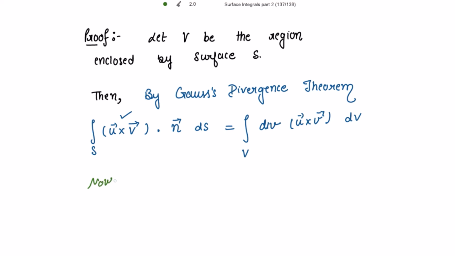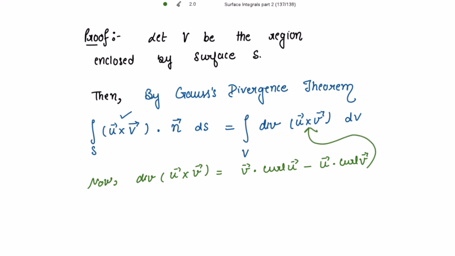Now we know that divergence of u vector cross product with v vector is equal to, yes, second vector dot product with curl of first vector minus first vector its dot product with curl of second vector. Let's use this result over here. So we get this surface integral further to be equal to the volume integral of, okay, writing here v vector dot product with curl of u vector minus u vector dot product with curl of v vector dv.